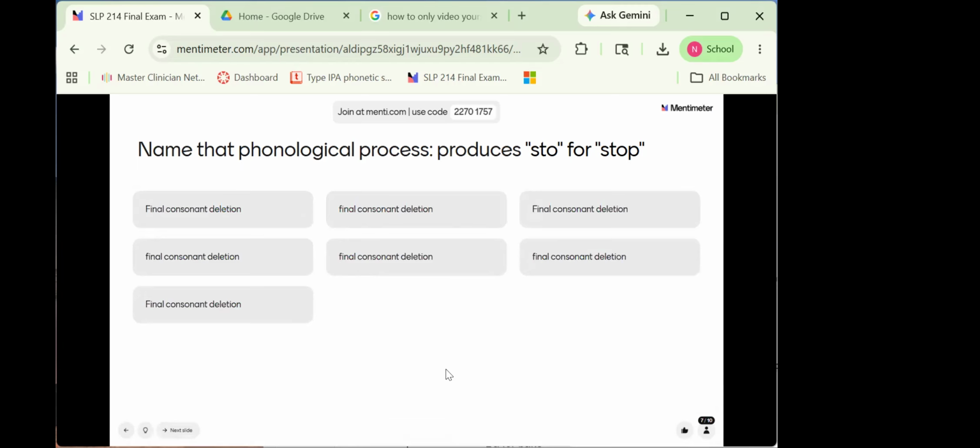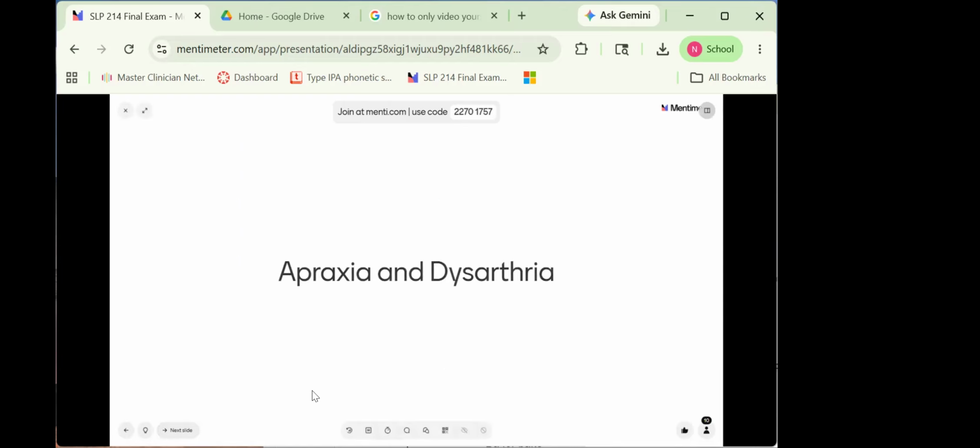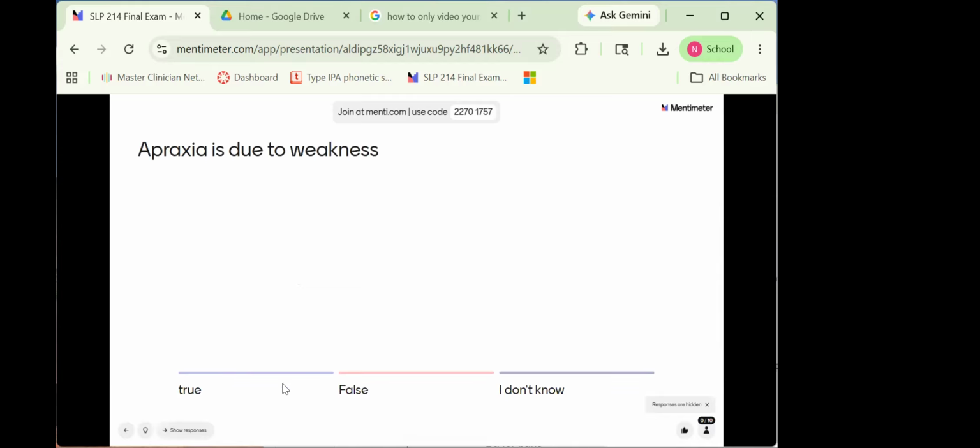The phonological process produces sta for stop. This is final consonant deletion. That consonant in the final position is now gone. When we're talking about apraxia and dysarthria, and I think this goes into a little bit more than that too. Apraxia is due to weakness. True or false?